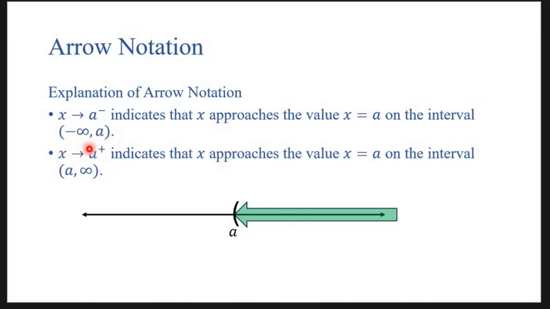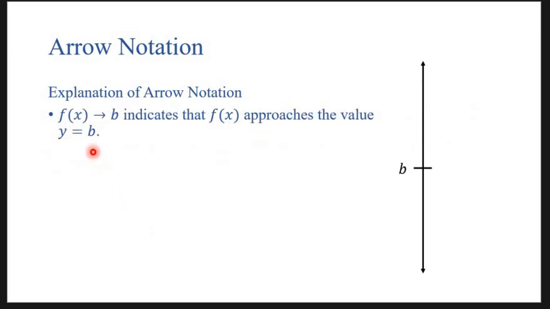And we don't have to just restrict this to the x-axis. We can also talk about function values. So for instance, this would be f of x, the function, approaching b, and that indicates that f of x, the function values, approach the value of y equals b on the vertical y-axis. So we're approaching b from either the top or from the bottom when we say f of x approaches b.